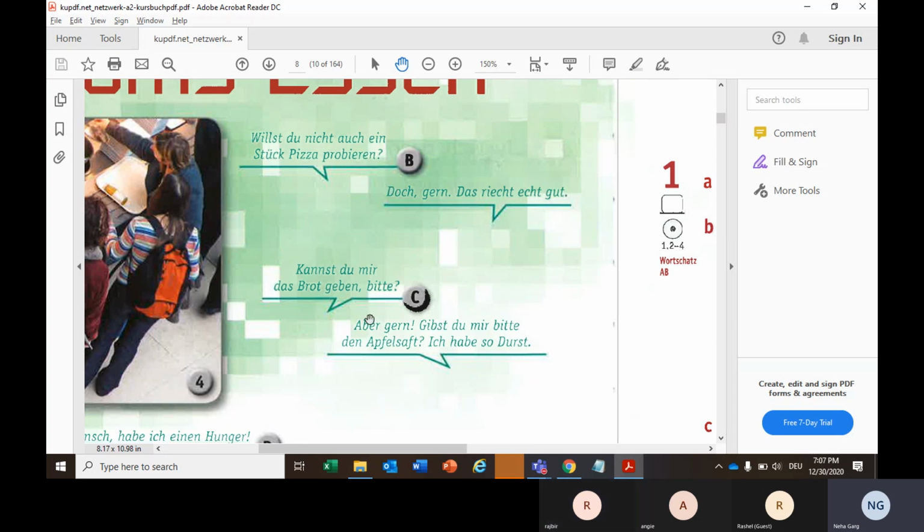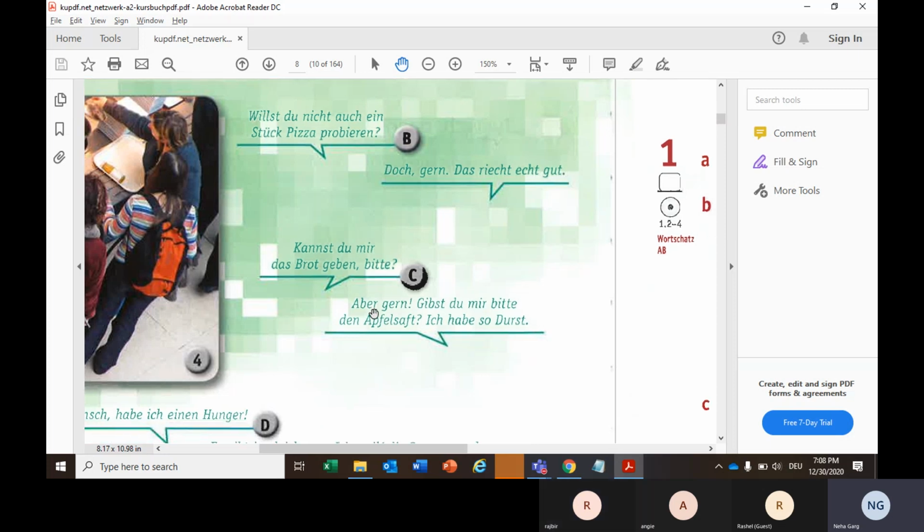Kannst du mir das Brot geben, bitte? Aber gern. Gibst du mir bitte den Apfelsaft? Ich habe so Durst.